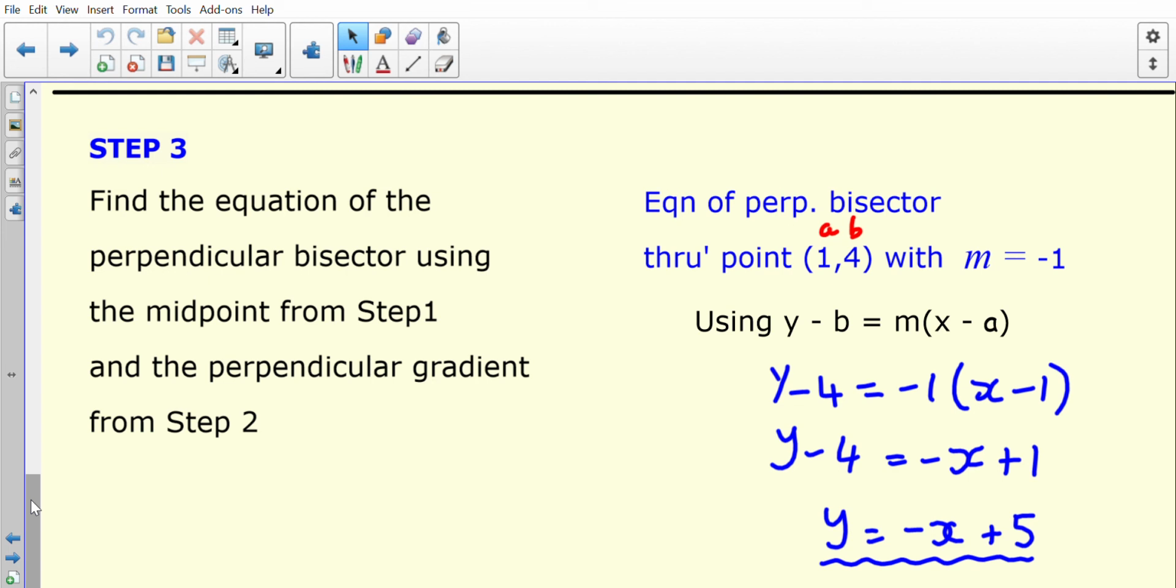These 3 steps are the steps you use each time you're finding a perpendicular bisector. They're very similar to what you've been doing with the median and the altitude already. It's really important that you set out the working and explain what you're doing as you go through. It's especially important because you want to pick up as many marks as possible.